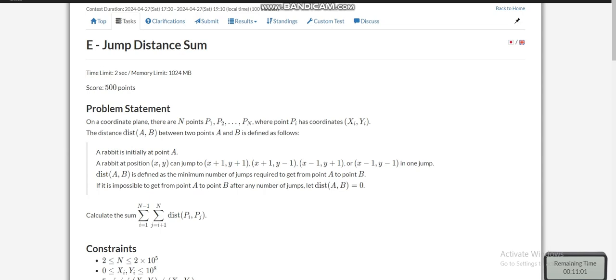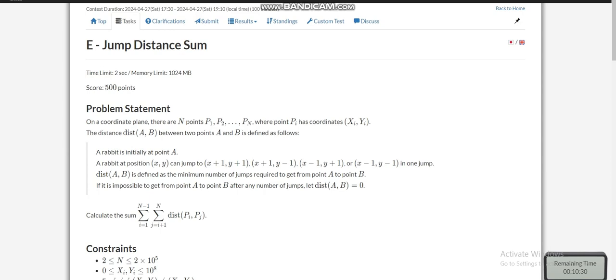We are given a coordinate plane with n points p1, p2, till pn, where pi has coordinates xi, yi. The distance is measured something like this. A rabbit is initially placed at point A, and it can move from x comma y to either x plus 1 comma y plus 1, x plus 1 comma y minus 1, x minus 1 comma y plus 1, or x minus 1 comma y minus 1 in one jump.